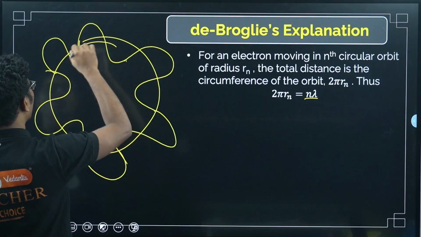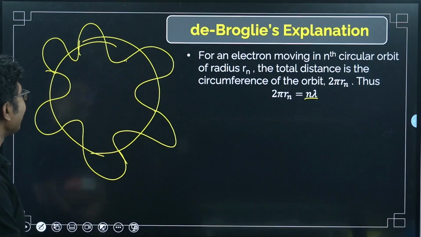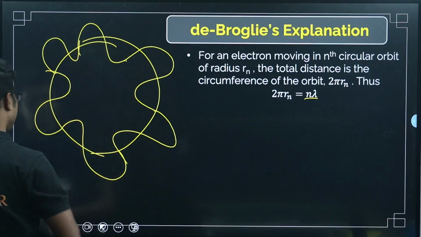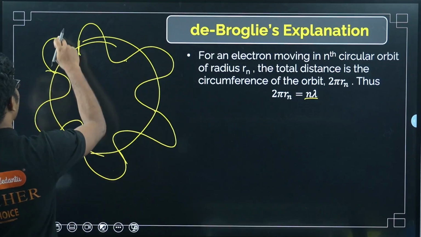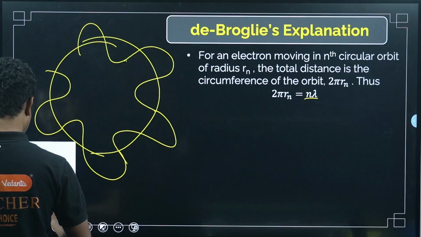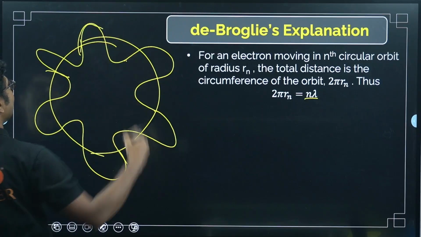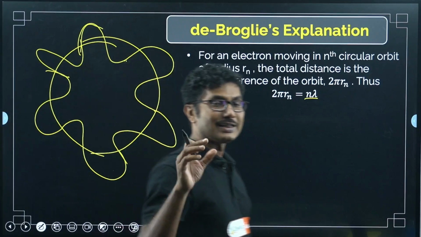So it has to close. For example, in the diagram that I have drawn, they are not perfectly closing. That means this is not a perfect diagram. But if they perfectly close, then we can say they have a fixed wavelength.